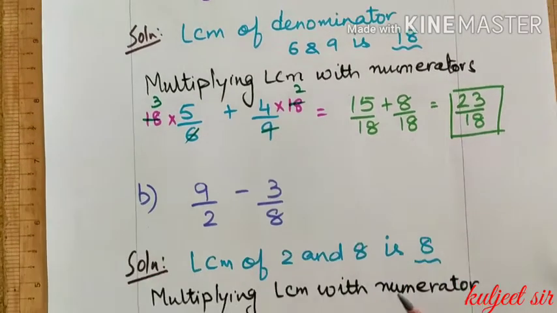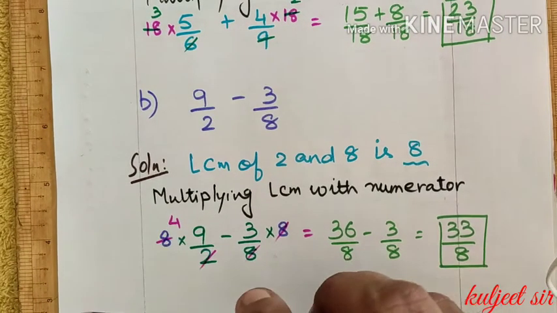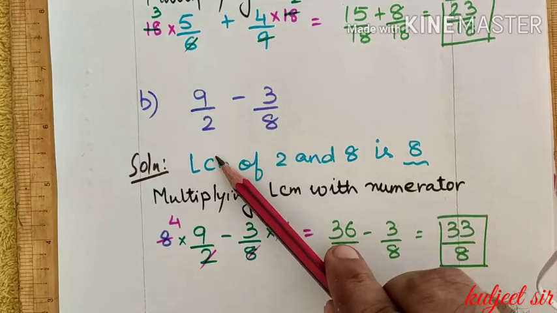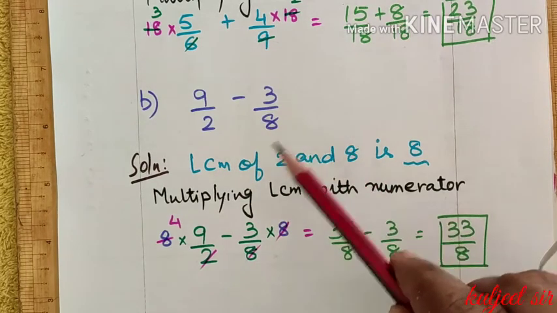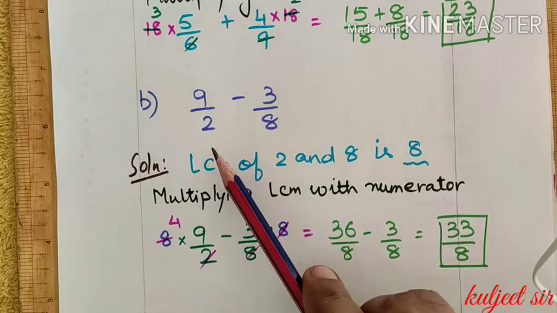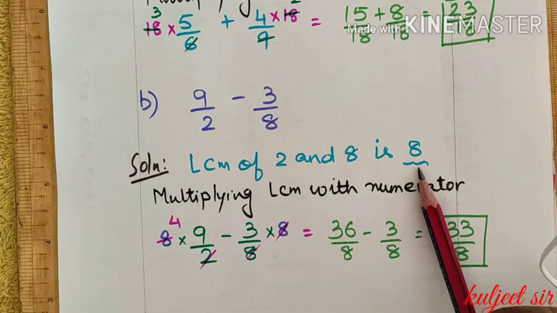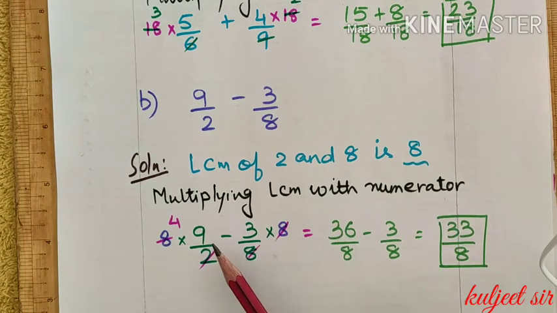In sum B, now we will carry out the subtraction. If you see the next sum, 9 upon 2 minus 3 upon 8. We will follow the same procedure. First we'll take out the LCM of 2 and 8, which is 8. Again we'll write down the same question here, 9 upon 2 minus 3 upon 8.